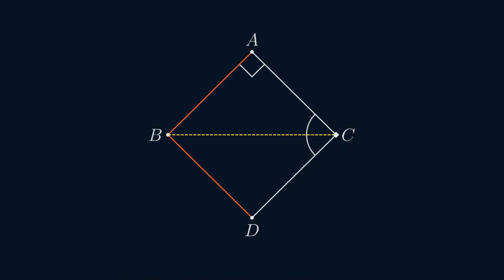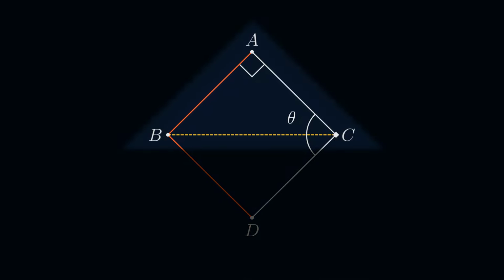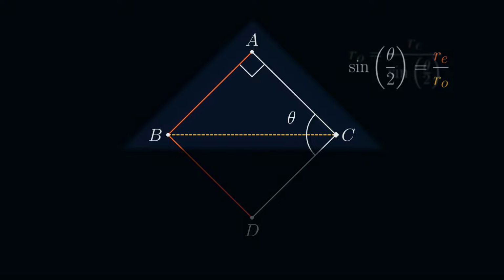The most important things to recognize are that segment BA, which is equal to the radius of the Earth, is perpendicular to segment AC, which is equal to half the distance between the two closest satellites. Also note that the segment BC, which is equal to the orbital radius, bisects the angle theta here. These two facts come from the properties of an inscribed circle. And take a look. There is a right triangle here. That means we can apply the trigonometric definition: sine of an angle equals opposite over hypotenuse. In this case, the angle is half of theta, and the opposite side is the radius of the Earth. If we solve for the radius of the orbit, we get this.